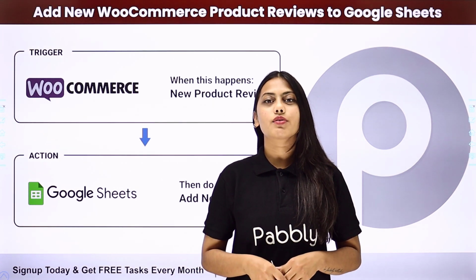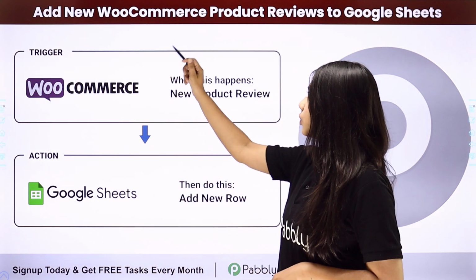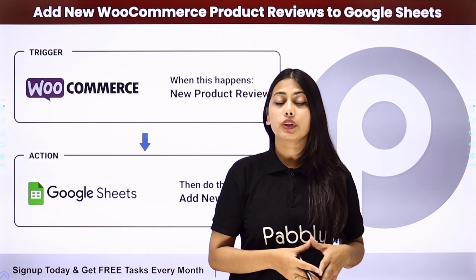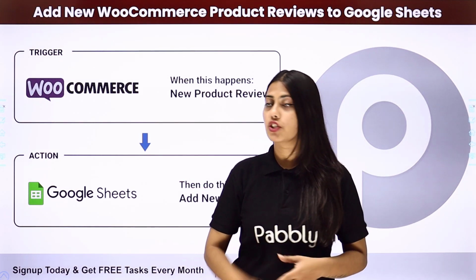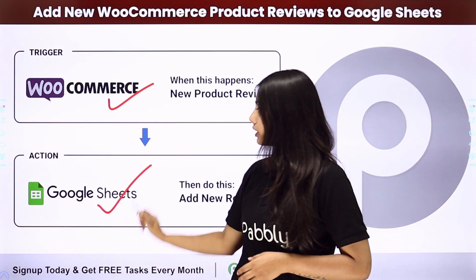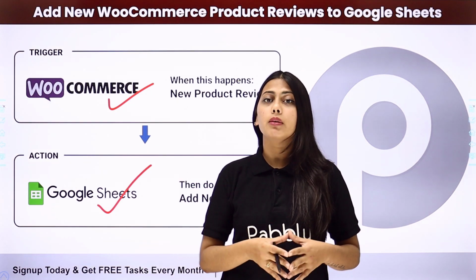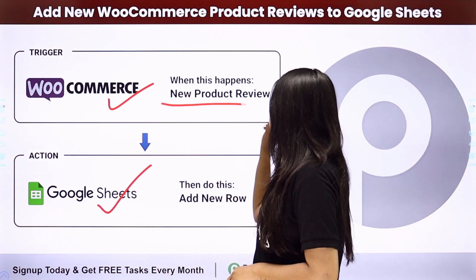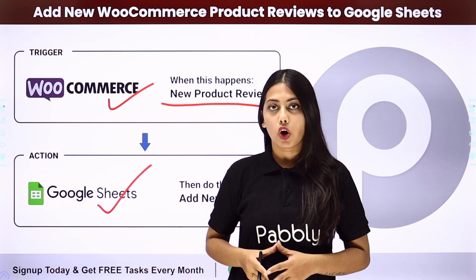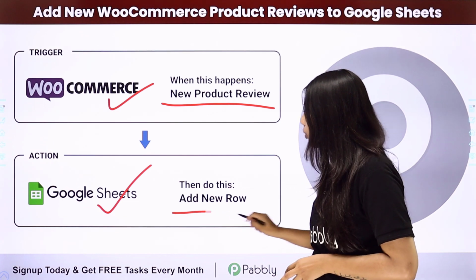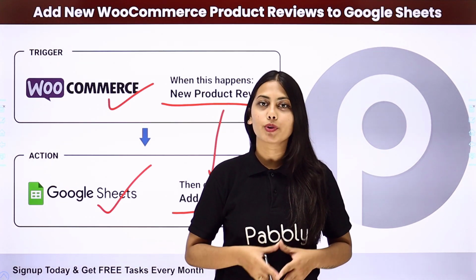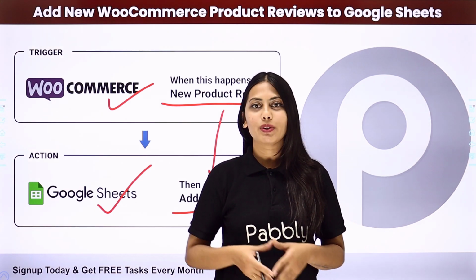Hello everyone, in this video we will learn how to add new WooCommerce product reviews to Google Sheet. So in this video we will learn how to create an integration between the two applications, that is WooCommerce and Google Sheet. In this automation that we will be creating using Pabbly Connect, our trigger will be the new product review received in your WooCommerce, and our action will be the new row added about that review in Google Sheet to keep a record of all the reviews you have received. Let us learn how to do that.